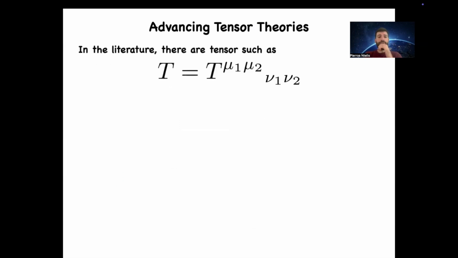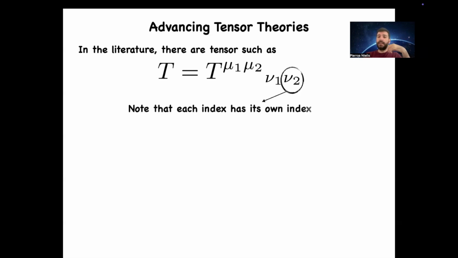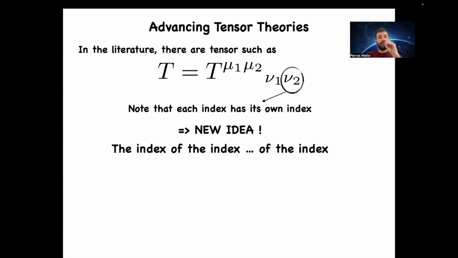Now, in the literature, there are multiple kinds of tensors being defined. And you see here, I can have two upper indices or two lower indices. What do you notice here? That each index has its own index. Therefore, new idea: I can create the index of the index of the index.